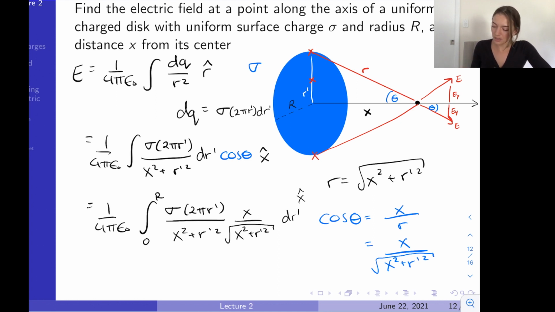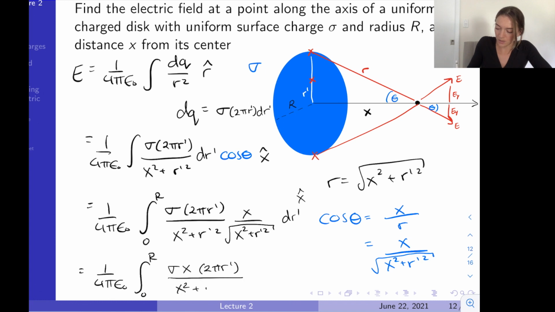Okay, so let's just clean up this integral a little bit. So we'll have 1 over 4 pi epsilon naught. We're integrating from 0 to capital R. We have sigma x 2 pi r prime over x squared plus r prime squared to the 3 halves, same thing as before, and then we're integrating with respect to dr prime. Okay, so let me write this on the next page.